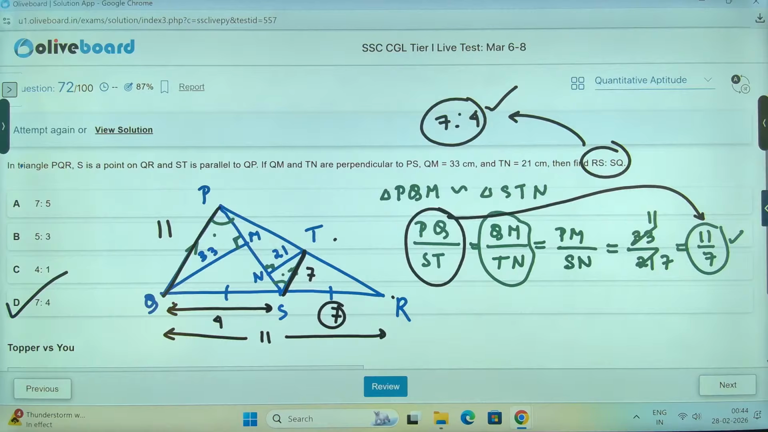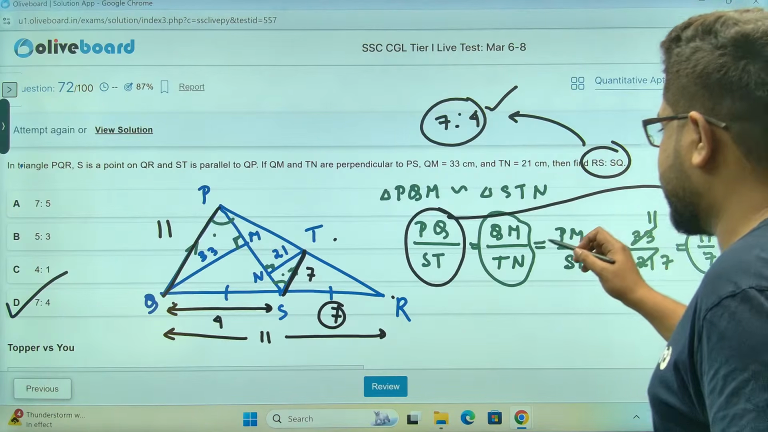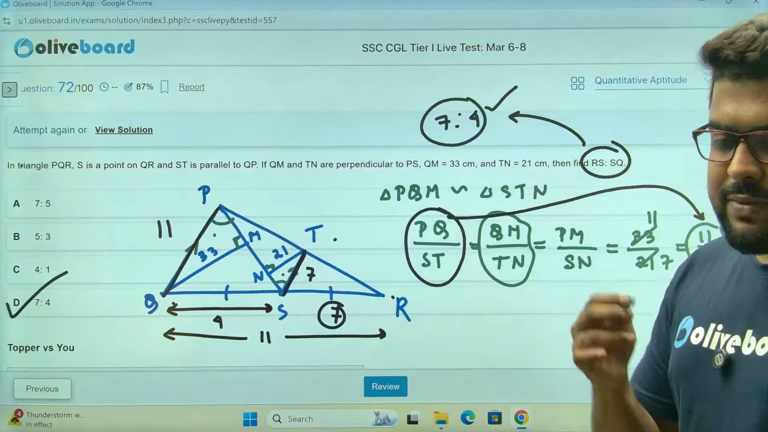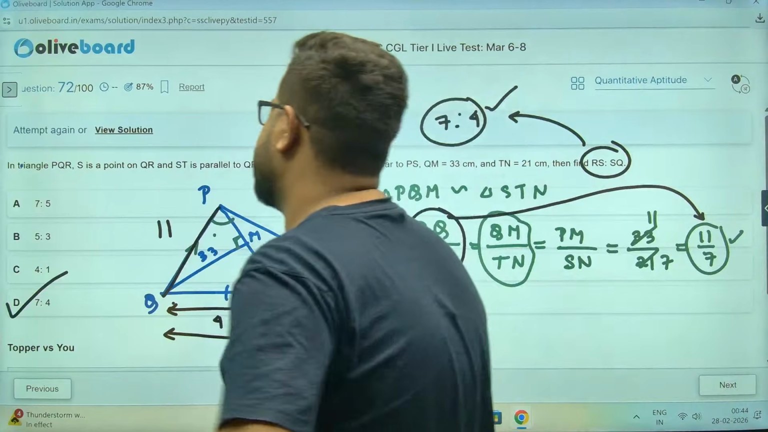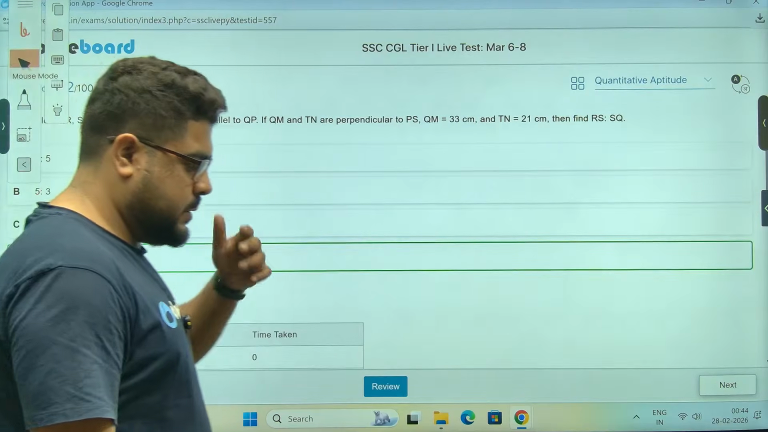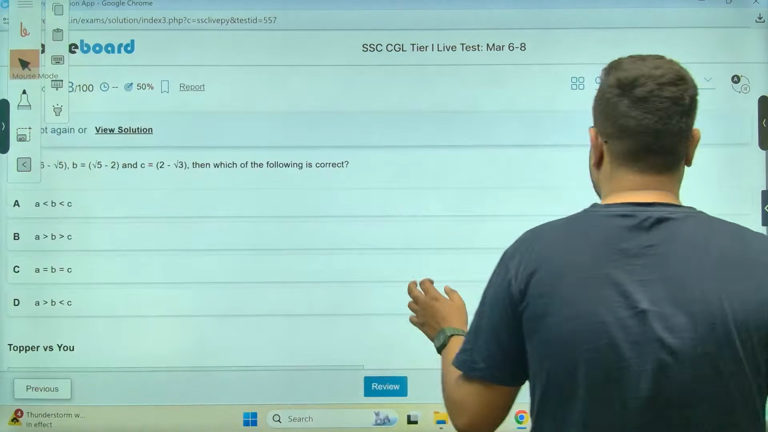Option number 4, everyone. If anybody has any doubts, please ask. My mistake was I should have written this TS. I had written it as ST, so I wasn't able to find it. Chalo, no worries. Clear, everyone? Moving on.